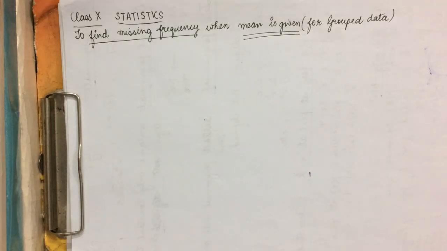Welcome back, class 10th. Now we are going to discuss the next topic, which is how to find out missing frequency when mean is given for grouped data. You have done similar questions last year for a discrete series of data. Now we will be using the same concept to find out the missing frequency in case of grouped data. There could be one missing frequency or more than one. So let's begin with a question in which we have one missing frequency.